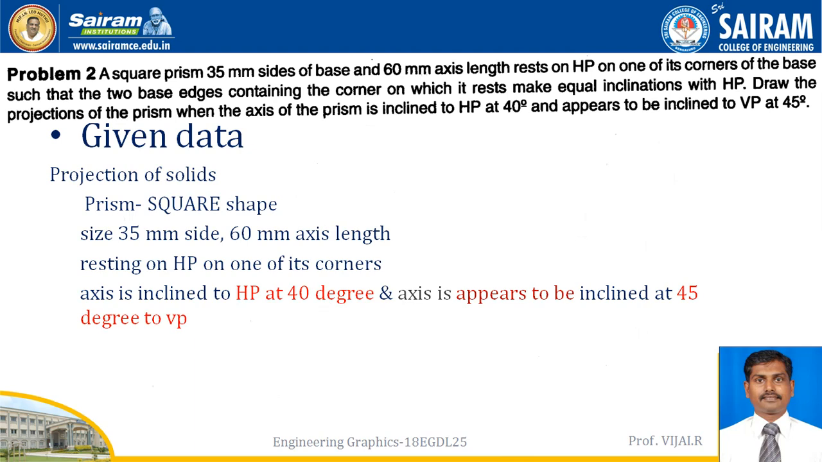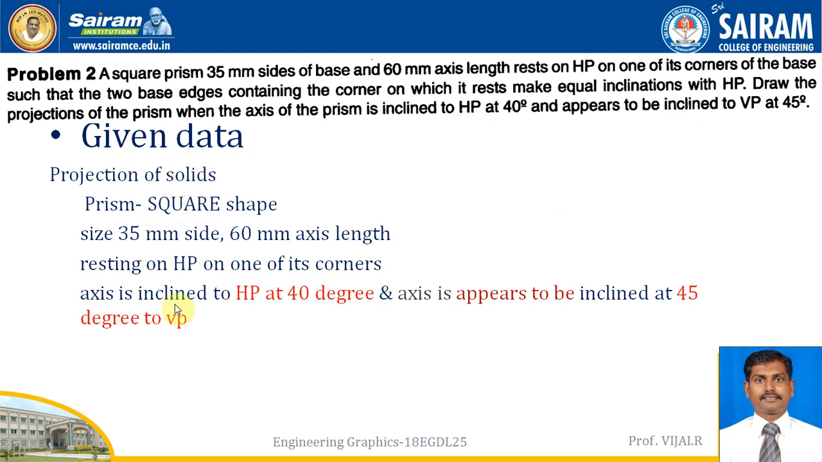Let me go for another problem. Second problem: square prism, 35 mm base side and 60 mm axis. Okay, rest on HP on one of its corners of the base, such that the two base edges containing the corner on which it rests make equal inclination with HP. Draw the projection of the prism when the axis of the prism is inclined to HP at 40 degrees and appears to be inclined to VP at 45 degrees. So this is the question.